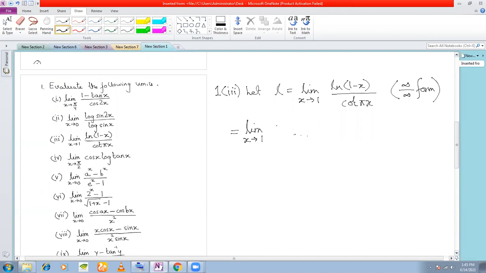Okay, so you differentiate this. Differentiate the numerator and denominator. If you differentiate the numerator, you'll get minus 1 by 1 minus x. And if you differentiate the denominator, you get minus pi cosec pi x cot pi x. This is what you're going to get, right?